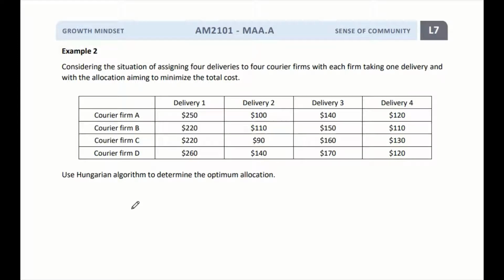Alright, example 2, considering the situation of assigning 4 deliveries to 4 courier firms, and each firm will be taking 1 delivery, and we are aiming to minimize the total cost that we spend for all these courier firms to complete all the 4 deliveries. So use Hungarian algorithm to determine the optimum allocation.